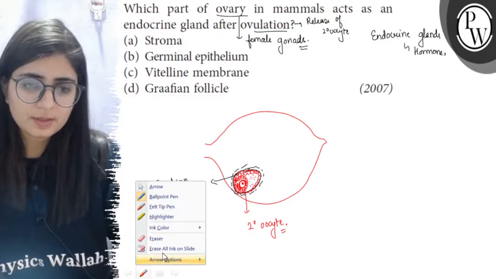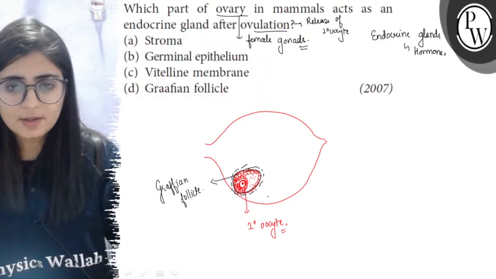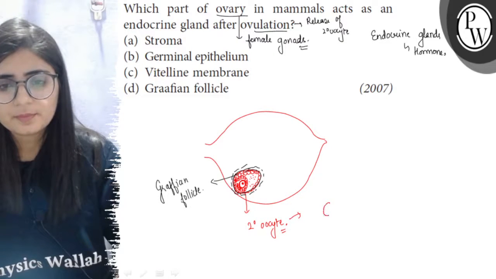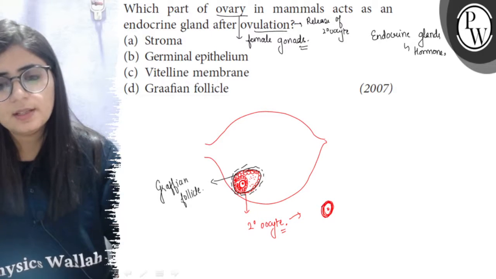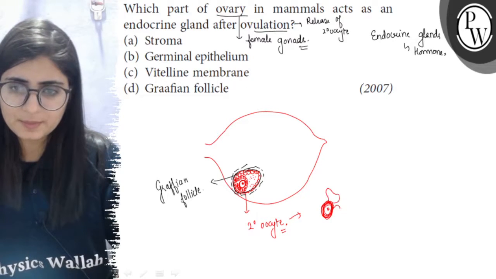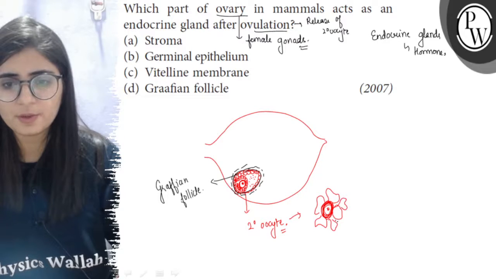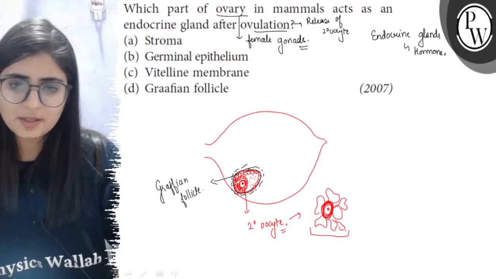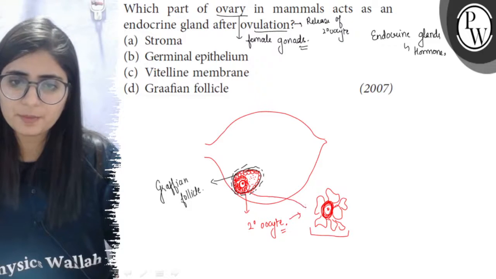Now during the ovulation, what happens that this secondary oocyte, it is surrounded by the zona pellucida, which is a non-cellular layer formed of glycoproteins, and also there are some cells which are the follicular cells, but these become elongated to form the corona radiata. So this structure is released from the ovary.